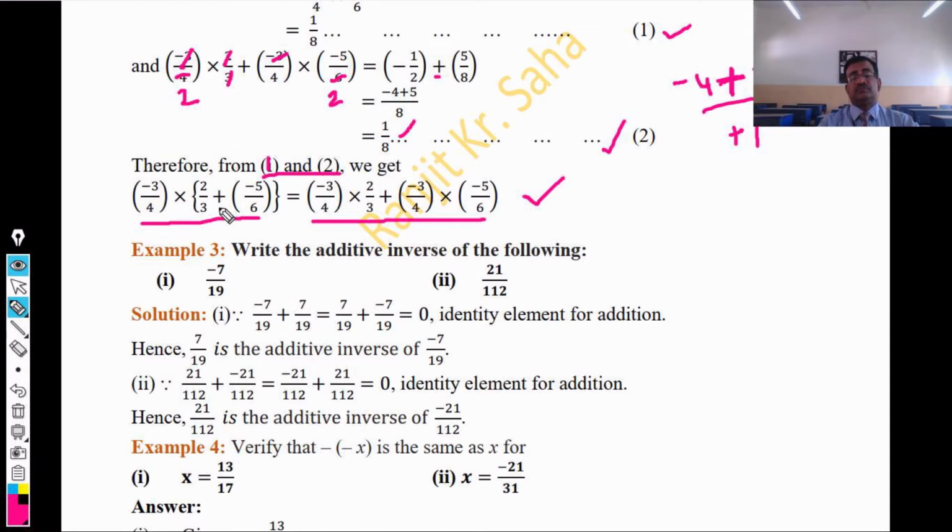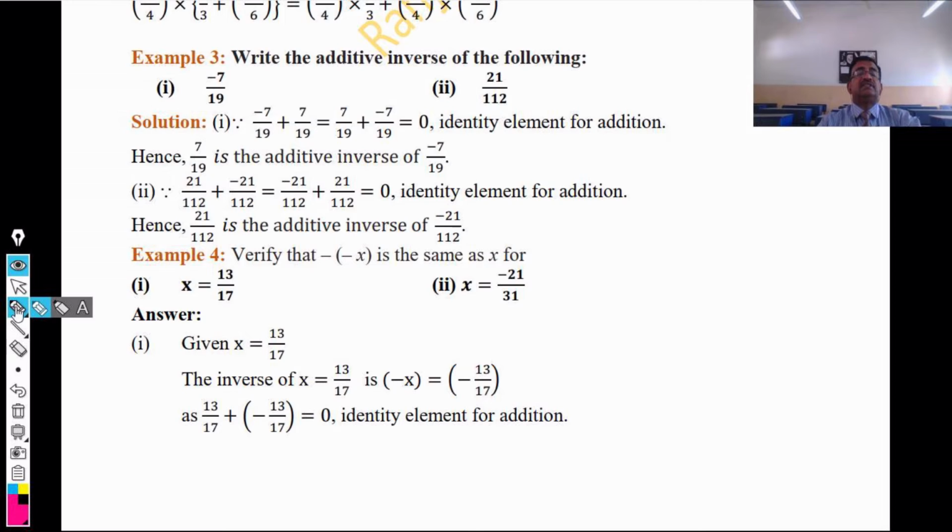Now students, let us come to example number 3 of the NCERT book, that is, write the additive inverse of the following. You know the additive inverse, but what is the process of writing the steps?